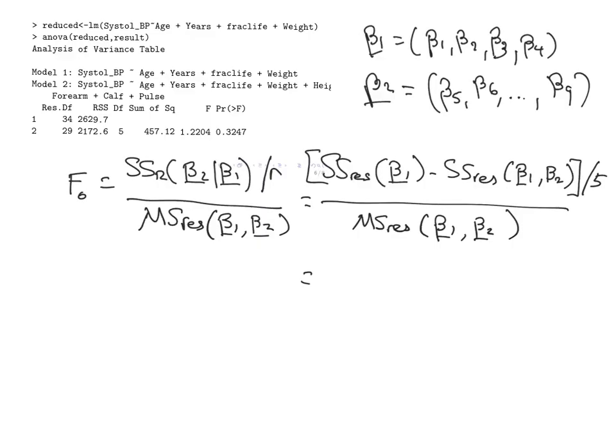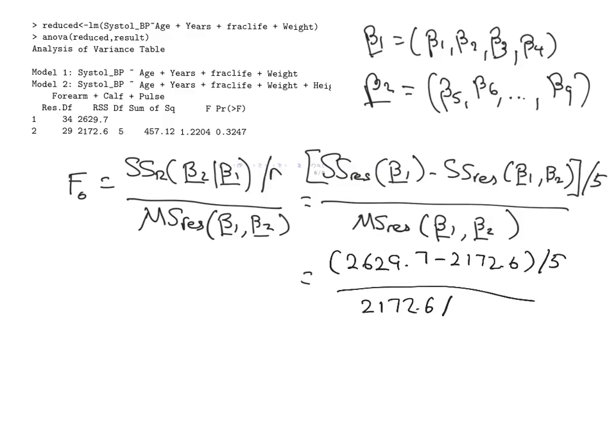So sum of squares residual of beta 1, the small model, is this 2629. Sum of squares of the full model is 2172, and the mean square residual is basically of the full model, which is 2172 over its degree of freedom, right? So just putting in the bits and pieces, 2629.7 minus 2172.6 divided by 5 over 2172.6 divided by 29, right? And you work this out, this gives you about 1.220, which matches up with the computer output.